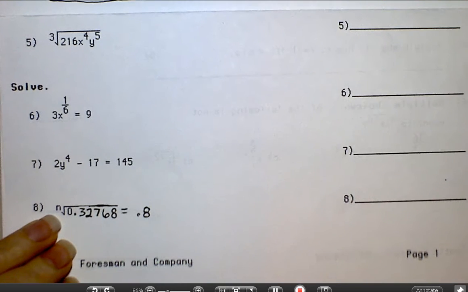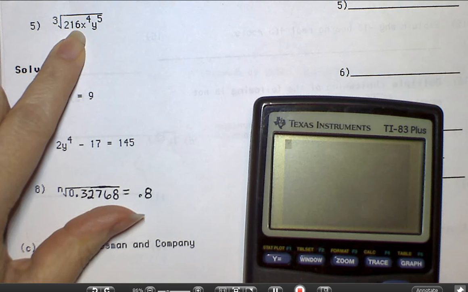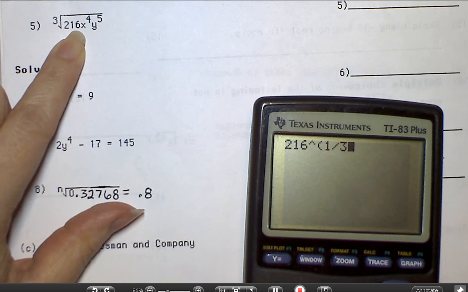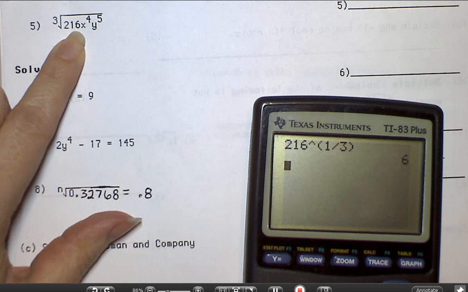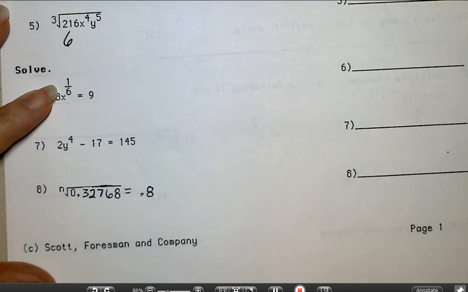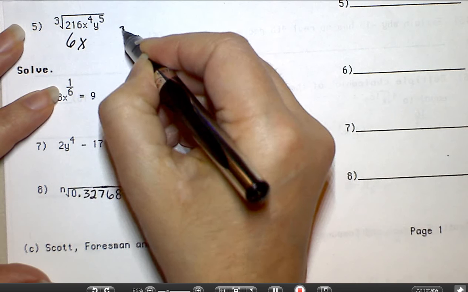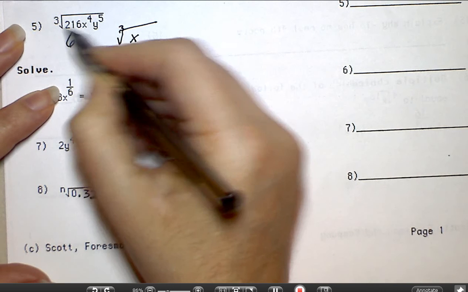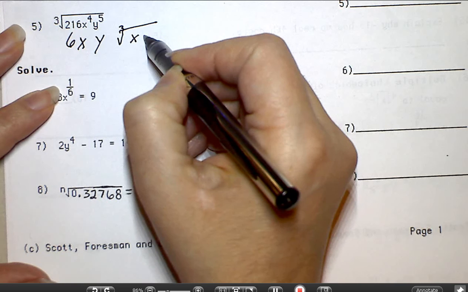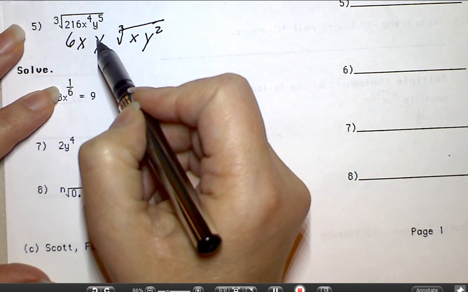Here I have 216, so I'm going to see if that has a perfect cube root. I'll raise that to the 1/3. And it's 6, so that means that it's perfect, so this is 6. Then I'm going to take out how many x's I can. Since I'm taking out groups of 3, I can take out 1 x, and I have 1 left over underneath my cube root sign. And then my y's, I can take out 1 y with 2 left over, because this one, remember, took out 3 of them, and I have 2 remaining.